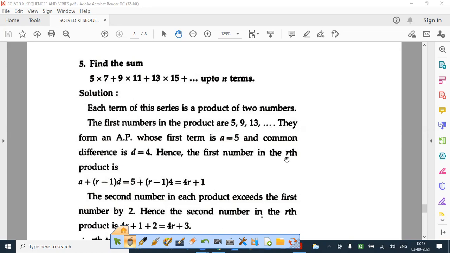Hence, the first number in the rth product is what? A plus r minus 1 into d. That is 4r plus 1. You can check this. What is the first number in the third product? r is 3. 12 plus 1, 13. See the cursor. First number in the third product.